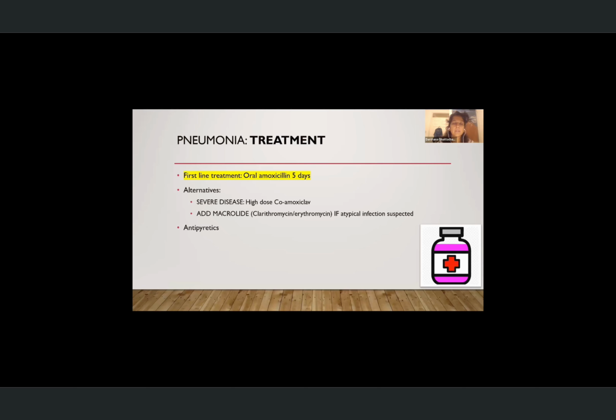Antipyretics are always good for fever and pain. And obviously, you want to encourage regular fluids or breastfeeds, depending on the age of the child. Good safety netting yet again.